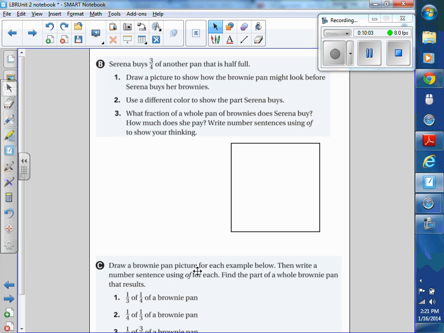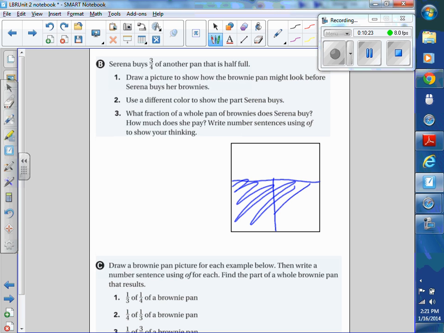So how's that gonna look? Let's see if you guys agree. If the brownie pan is half full, it'll look like this. So I split it. Do you want to shade in the half full part? Okay. And then maybe switch colors. I split it into fourths because she was buying 3/4 of a pan, or a half pan. So she was buying 3/4, which would look like this.